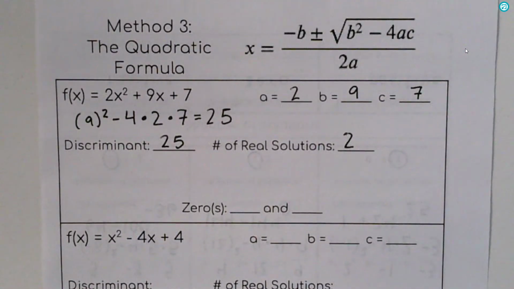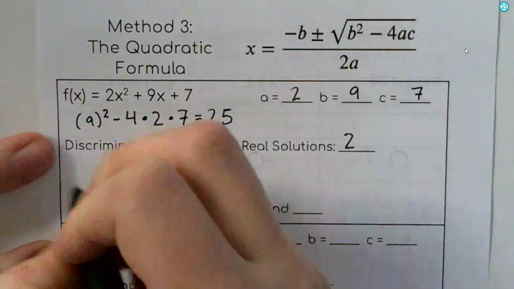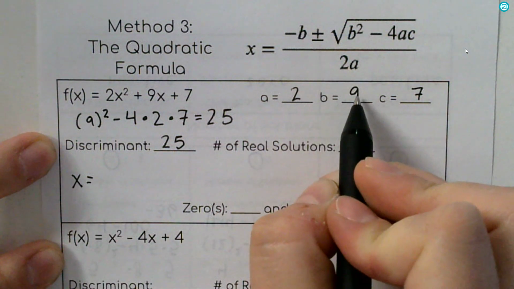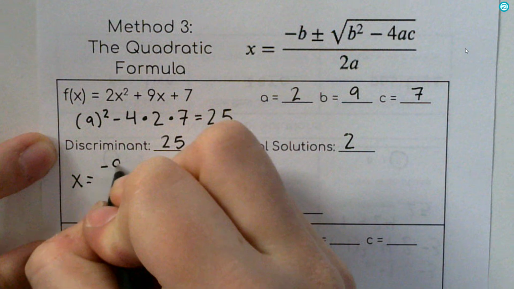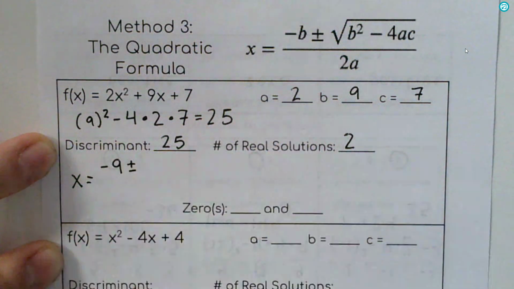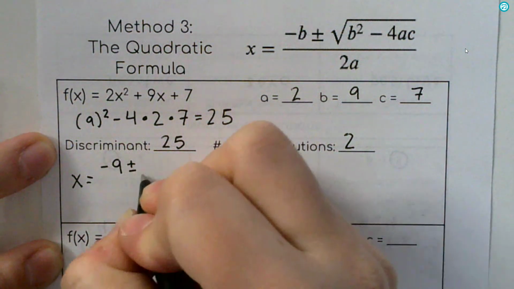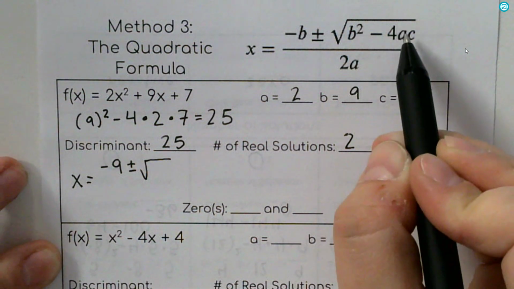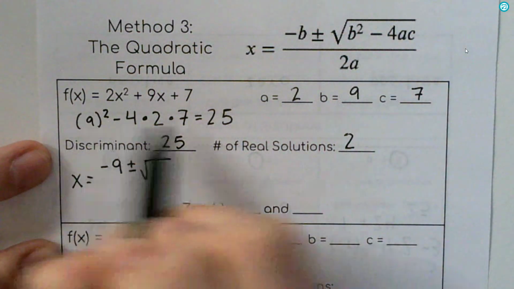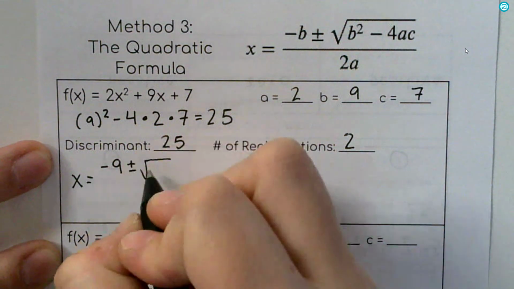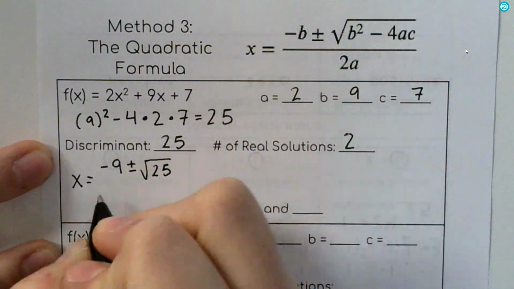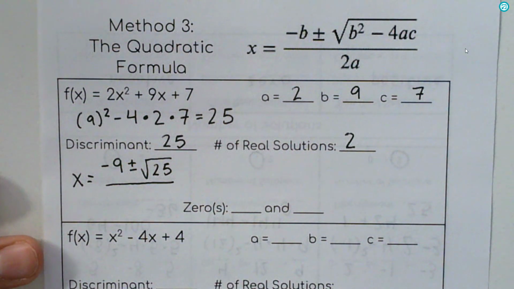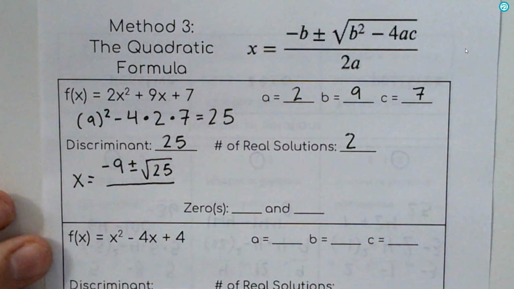So we are going to use this formula to keep going. We have x equals negative b, so my b value is 9, so it's going to be negative 9 plus or minus the square root of b squared minus 4ac. But I just did b squared minus 4ac, so I'm not going to do it again. I'm just going to use the 25. So I don't have to redo that work. All over 2a, so that's going to be 2 times 2.